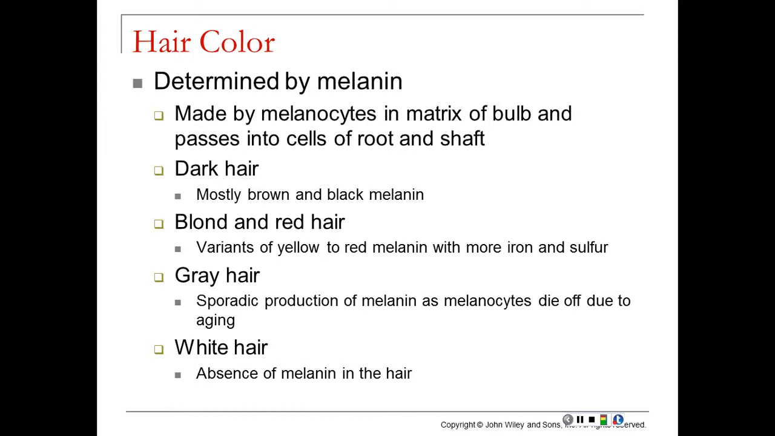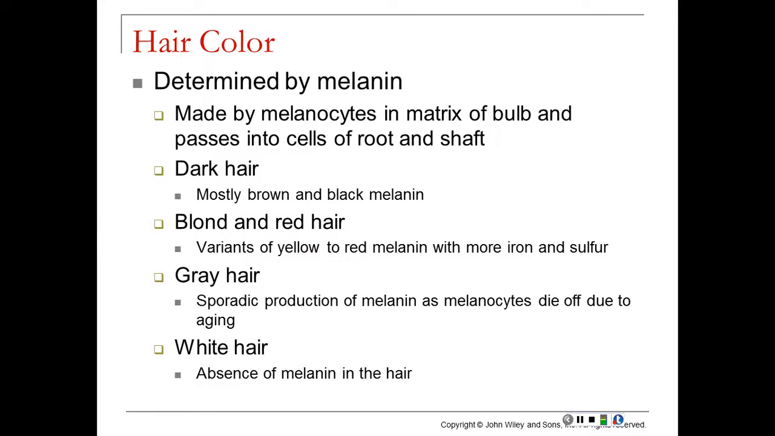Hair color is actually determined by melanin, the same type of protein that determines your skin color. Melanin, of course, is made by those melanocytes within the matrix of the hair bulb, and that's going to pass into the cells of the root and the shaft. Dark hair contains mostly brown and black melanin. Blonde and red hair have variants of yellow and red melanin. People that have red hair have more iron. People that have yellow hair, or blonde hair rather, have more sulfur in their hair.